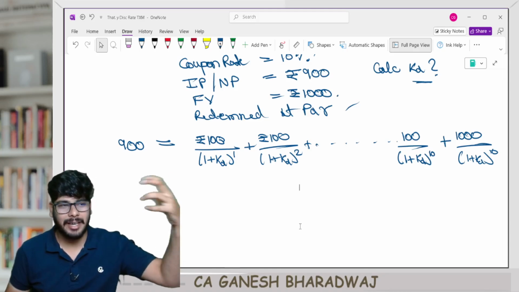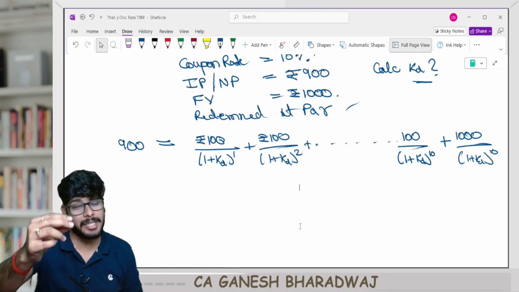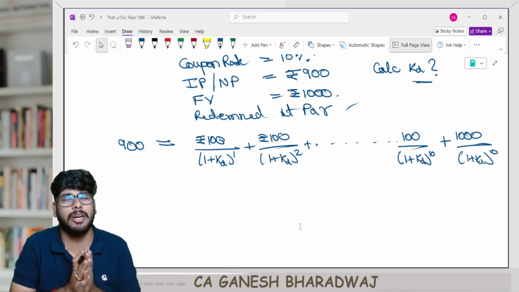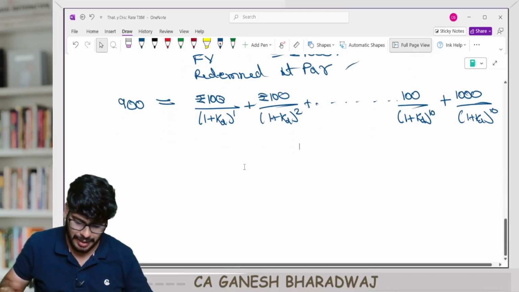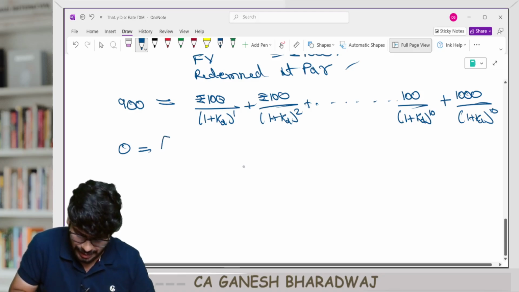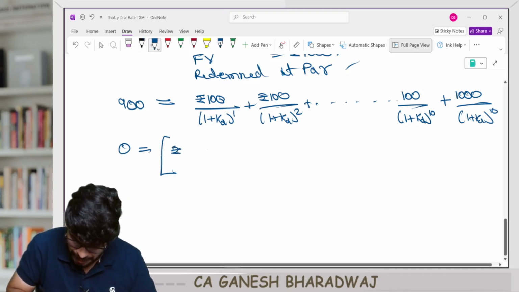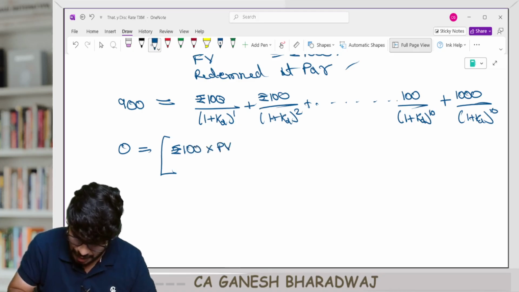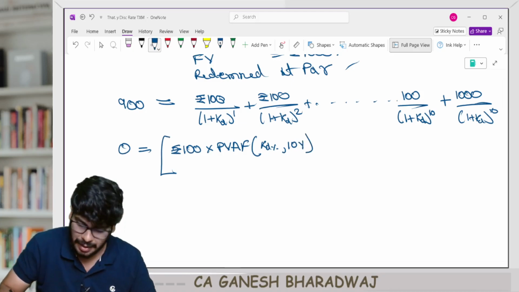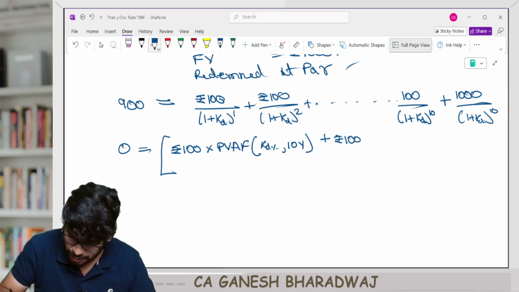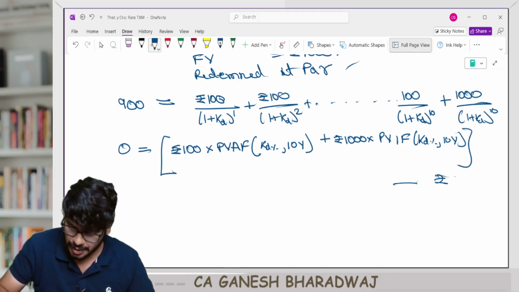So one trial, take your KD to be equal to 10% or something, right? The trials will be given generally in the question. Calculate the NPV. Pray to God that you should get equal to 0, right? Or in other words, can I say 0 is equal to, the same thing, I'm just putting this as a single equation: rupees 100 into present value annuity factor of KD percentage for 10 years, correct? Plus rupees 1000 into present value interest factor of KD percentage for 10 years, the whole minus rupees 900. Agreeing on this.